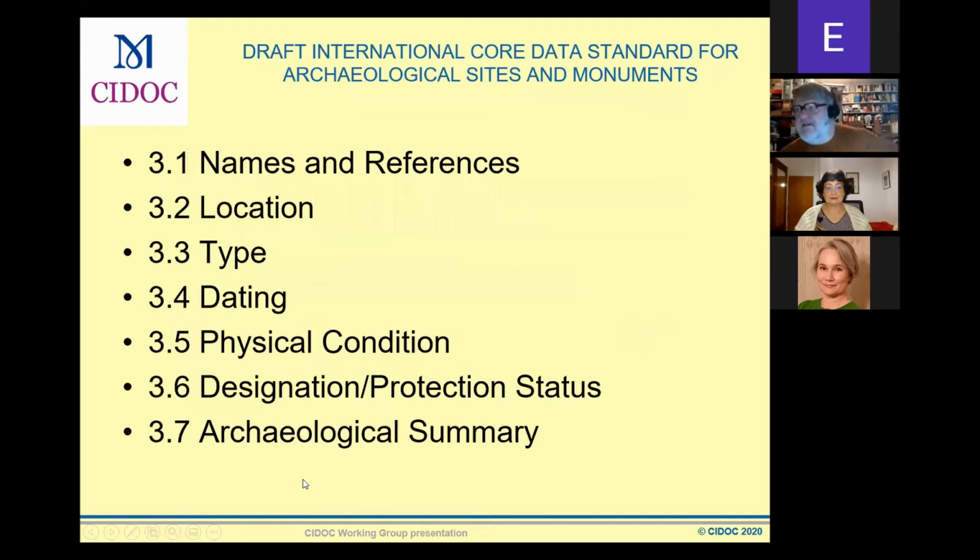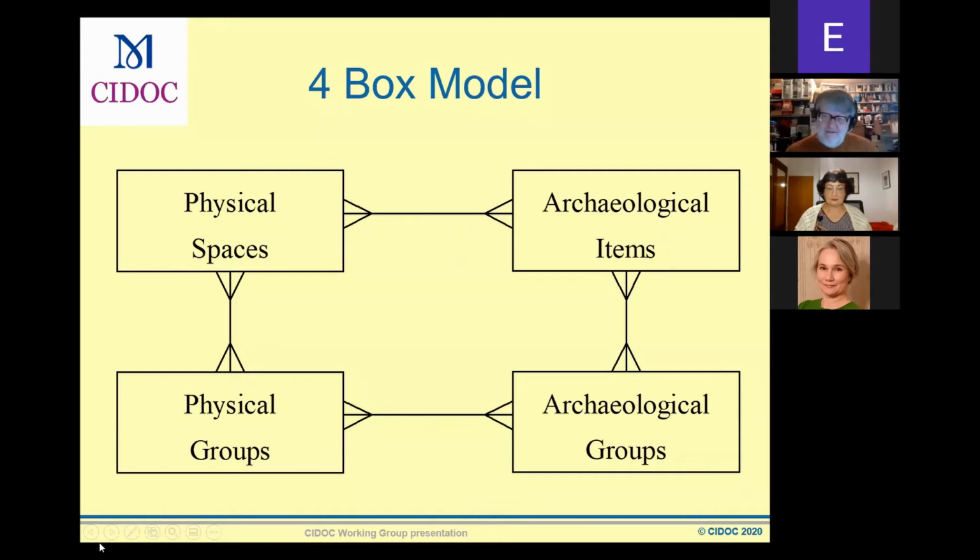So what we did was we built an international core data standard for archaeological sites and monuments, using the information from the Nantes colloque, but adding a decent data model and restricting ourselves to just dealing with archaeology rather than dealing with archaeology and architecture. And the data model we built was euphemistically known as the 4-box model, because it has 4 boxes on it. Really complicated reason for calling it that.